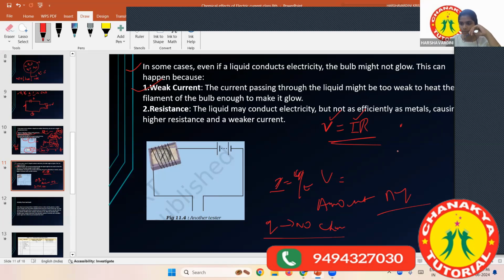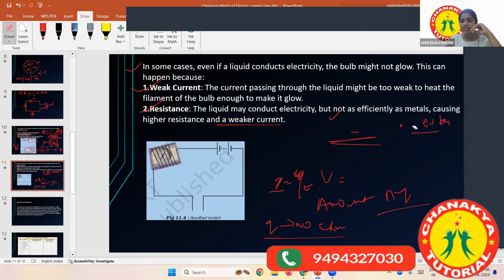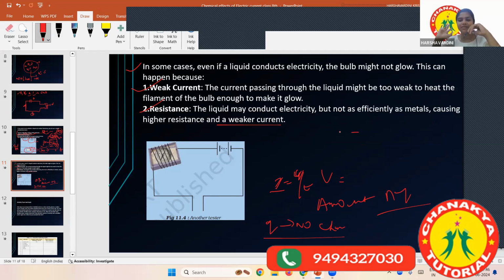Ma'am, what is the meaning of R? R is resistance. You people are telling me you have not read about it, so I don't want to touch that. See here, resistance. The liquid may conduct electricity, but not as efficiently as metals, causing higher resistance and weaker current. Resistance means, for example, what can I take? Okay. So you have a cold and cough.